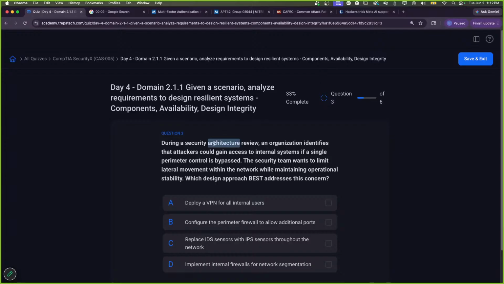Okay, question 3. During a security architecture review, an organization identifies that attackers could gain access to internal systems if a single perimeter control is bypassed. The security team wants to limit lateral movement within the network while maintaining operational stability. Which design approach best addresses this concern?